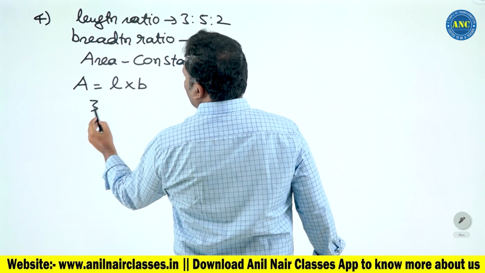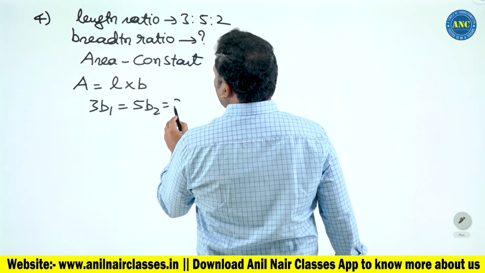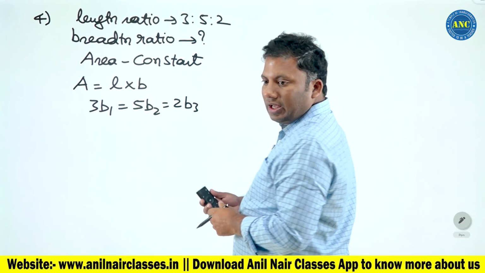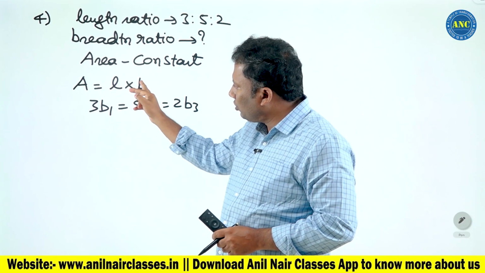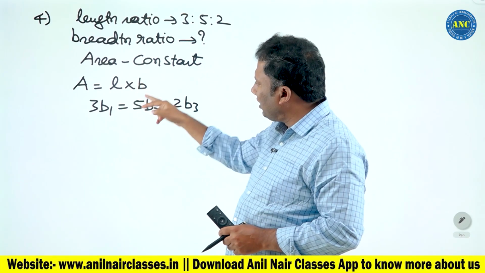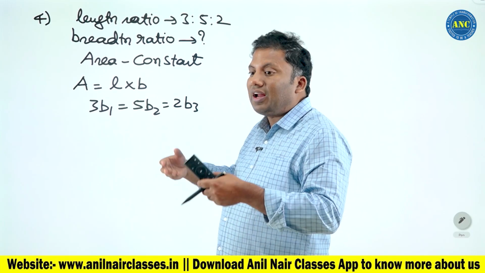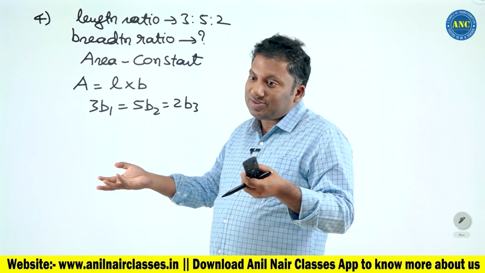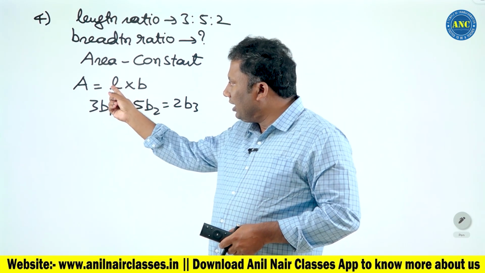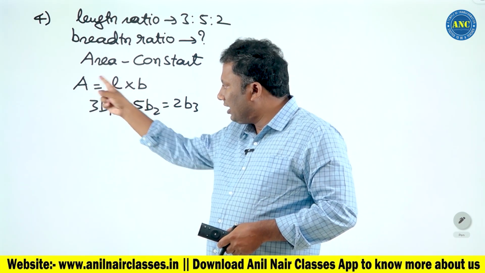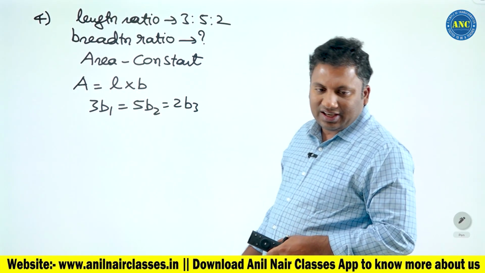So 3b1 is equivalent to 5b2, which is equivalent to 2b3. Area is length into breadth. Length is 3, so 3 into b1. Length is 5, so 5 into b2. Why is it b2? Because if the length values are changing, the breadth values will also change. I represent it as b1. 3 into b1 is A, 5 into b2 is A, 2 into b3 is A.